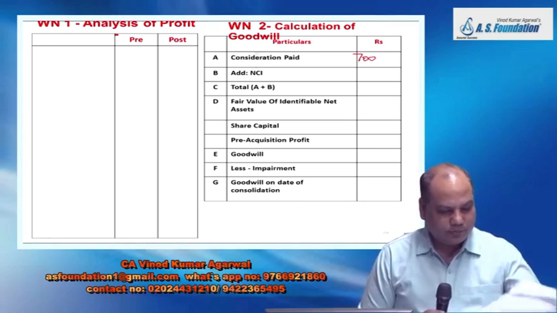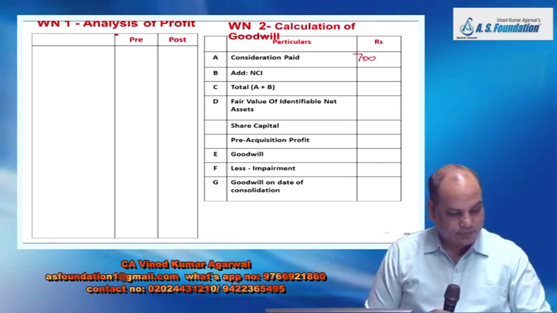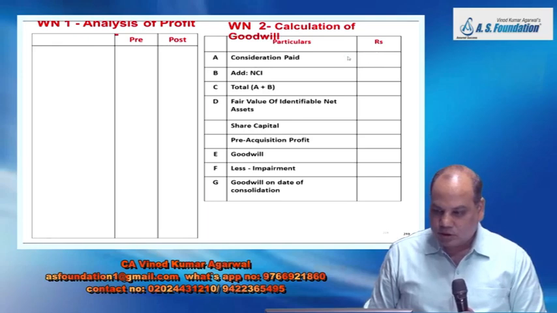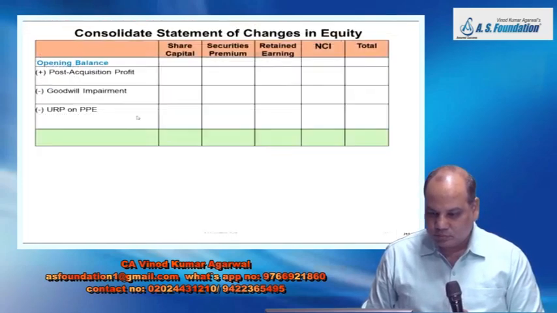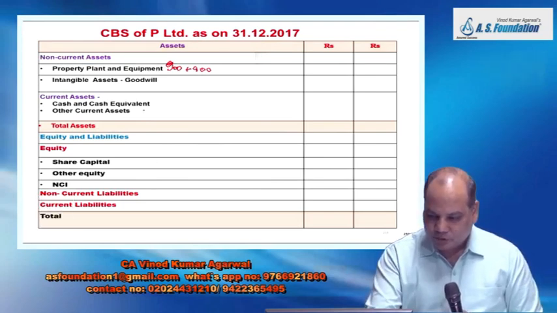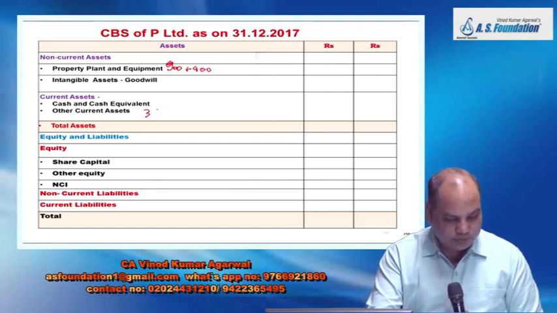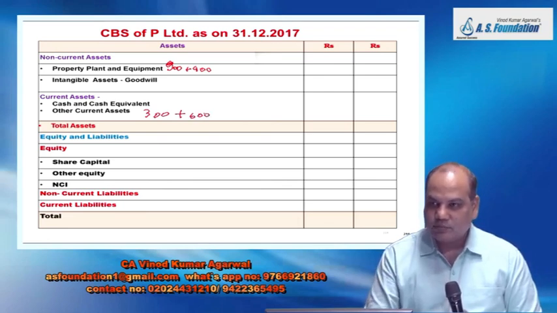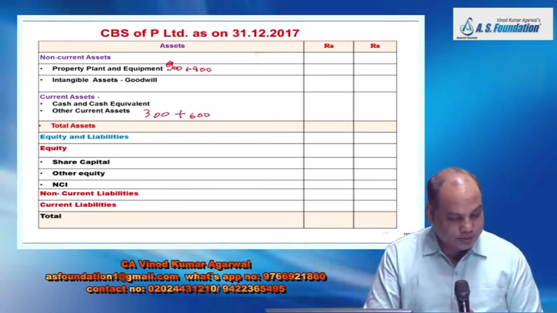Next item is current assets. Current asset, you come to this other current asset and just write down here for the time being 300 plus 600. Continue, don't say it.